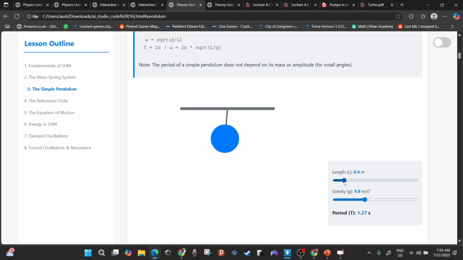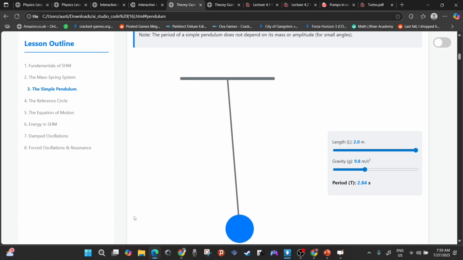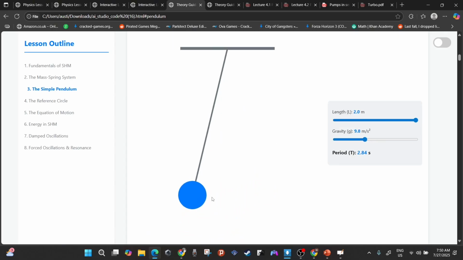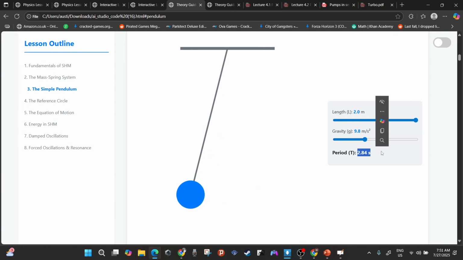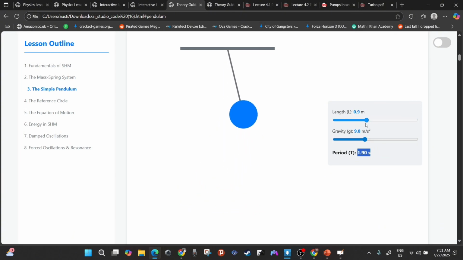Or you could say the square root of length is directly proportional to the period, and vice versa, right? So if you increase the length, it's going to take more time to finish one full oscillation, one full swing. We can see that presented by the period here. Now let's say we have 0.7 meters on Earth. The period would be 1.68 seconds.